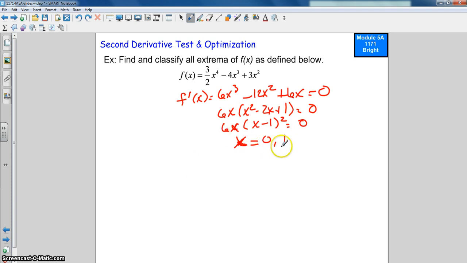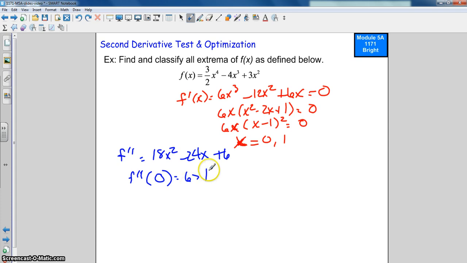So these are where my critical points occur, and so I'm going to go ahead and find the second derivative. When you do this, you get 18x squared minus 24x plus 6. Now the second derivative test says to take your critical numbers, plug them in, and see whether they're positive or negative. When I put in 0, I get out 6, which is a positive number, greater than 0. So this implies that there is a local min at x equals 0.